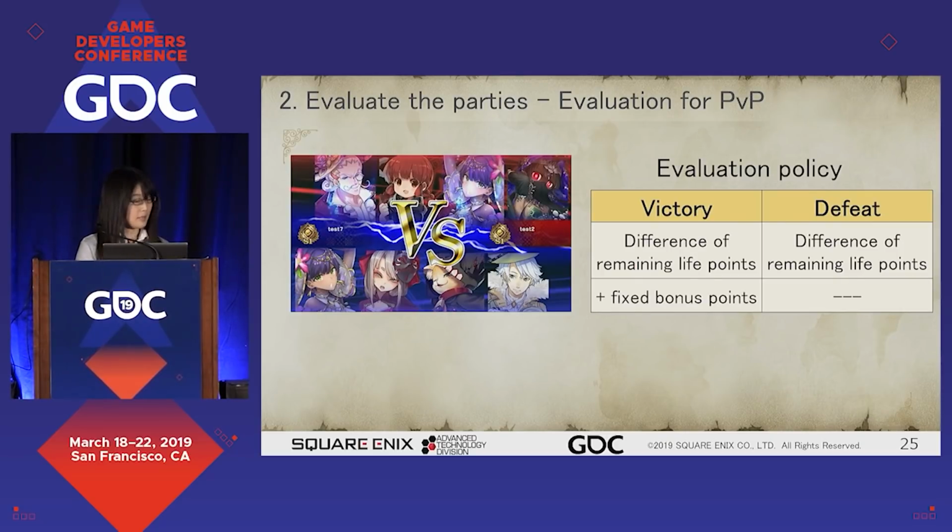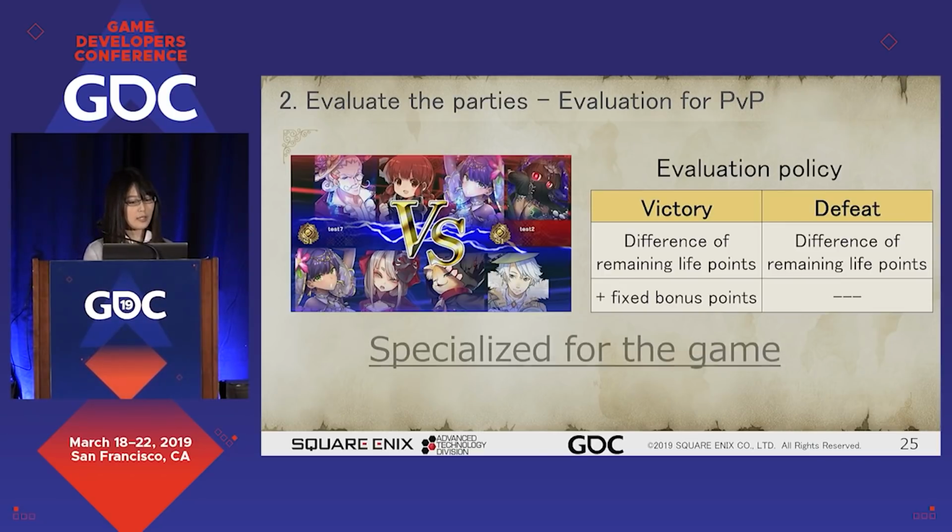So, this is the final version of evaluation policy in PvP. For both victory and defeat, we use a difference of remaining life points. In the case of close matches, there is little difference in score between victory or defeat. Therefore, we add a fixed amount of bonus points to see a bigger difference between victory and defeat. This policy is also very specialized for the game.